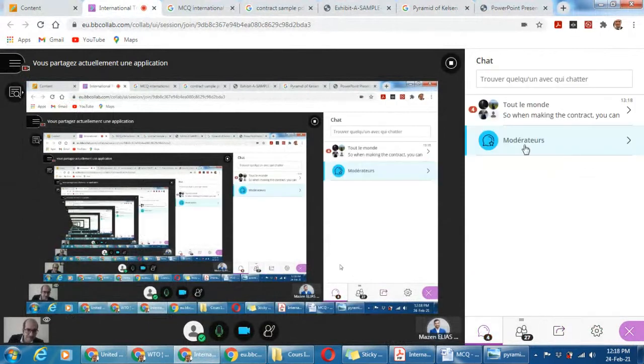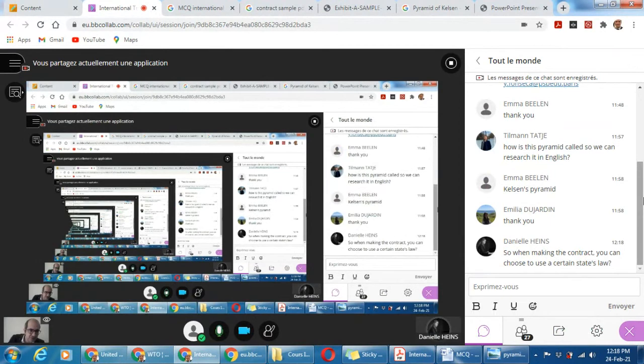So when making a contract, you can choose to use a certain state law. Exactly, yeah. In fact, I was working for the Centre National d'Etudes Spatiales in France. So I was working for a company. We give services in France, we give services for other states, which is connection and control and observation of maritime life, animal maritime life. So our services give the connection and give products for other countries that don't have access to satellites, etc.